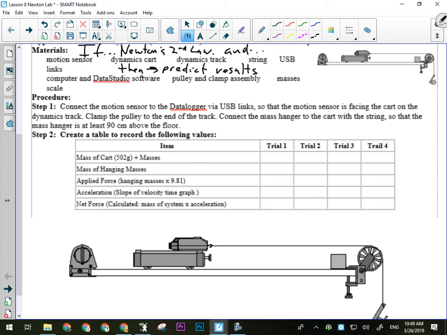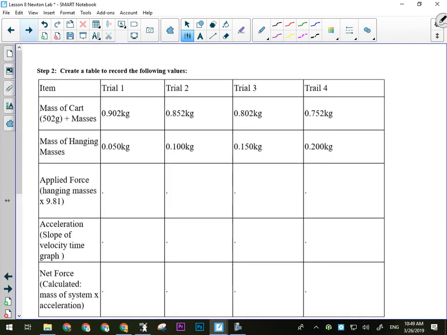So what we're going to do here is, in trial one, we're going to have the cart plus 400 grams. So we'll have 400 grams worth of mass on top of the cart, and we'll have 50 grams hanging over the pulley. In the second trial, we're going to take 50 grams off of the cart and move it over the pulley. Each trial, that's what we're going to do.